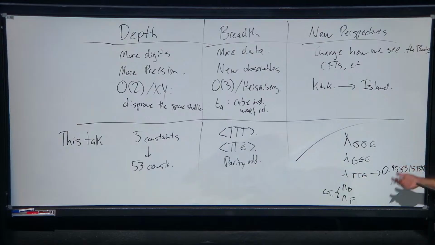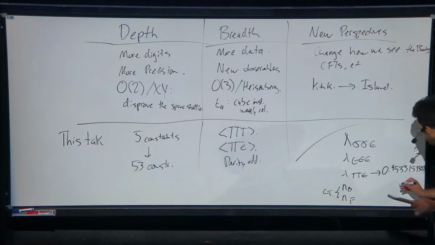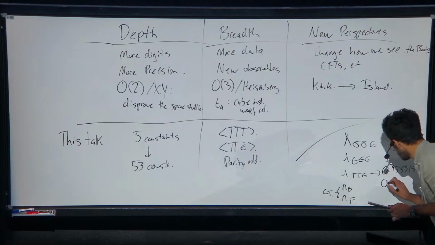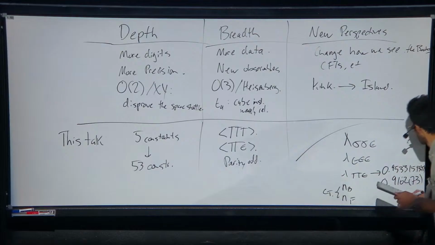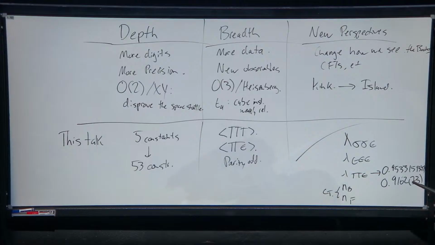But this is a new piece of data that we never had before. Interestingly, it's in some amount of tension with the fuzzy sphere determination, which is 0.916273. That's fine.